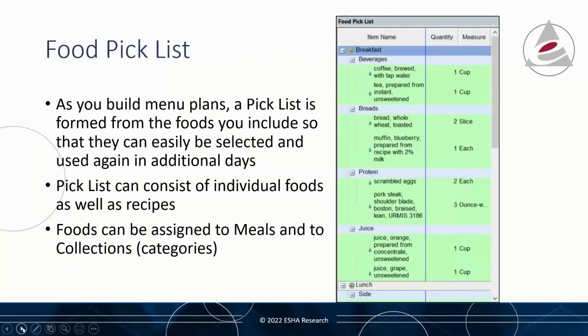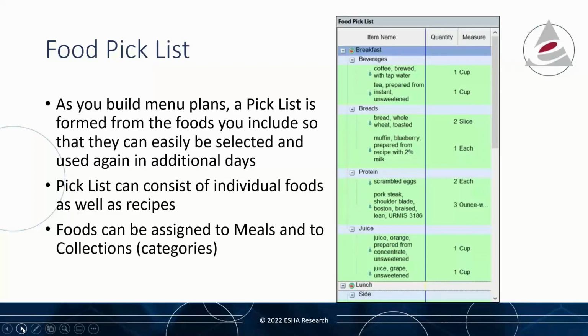For the menu planning module, I want to share a few terms and concepts that are used with the features. As you build days and form menus within the module, a food pick list is created. It is likely that you have foods and beverages that are repeatedly offered from day to day. So the pick list helps you keep a convenient list of foods from which to select for use in your menus. The pick list might include individual foods like orange juice or whole wheat toast, as well as recipes or dishes that you've added to your Food Processor.